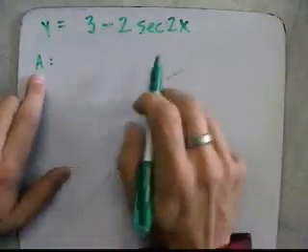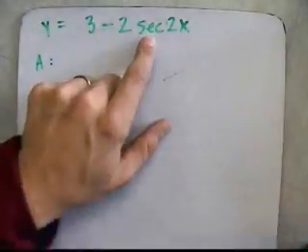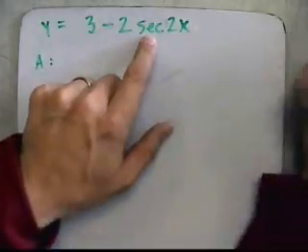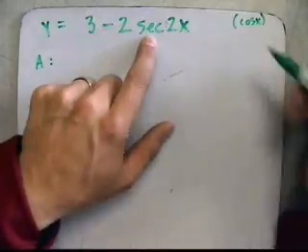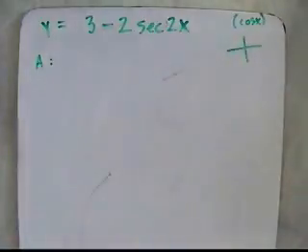Okay, now this one's the secant. Now the secant is reciprocal with cosine, right? So I want to imagine this is a cosine function. I'll just put that in parentheses. This is really the reciprocal of cosine. And so I want to use the cosine graph. If I were to graph that, put these points close.